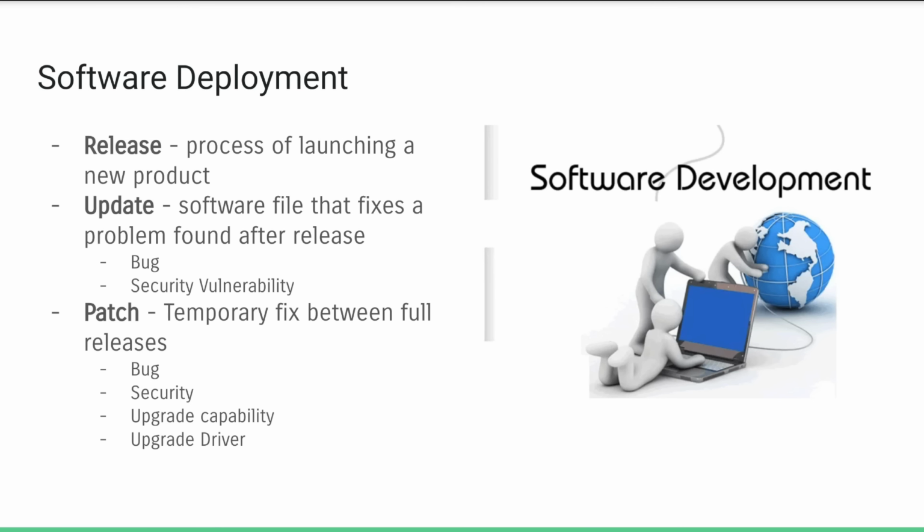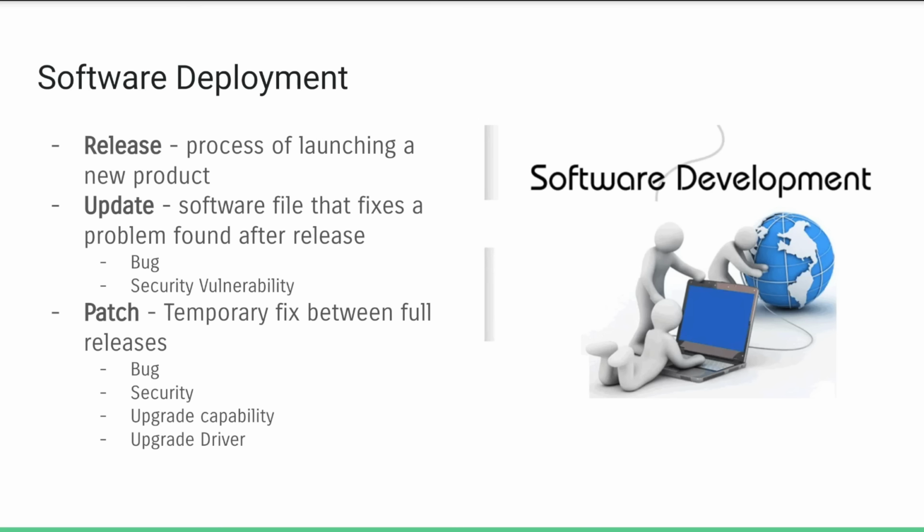That's a release. After we release it, maybe there is a problem that's been found by the users or by your own software development team. Once we find that problem, we can release an update, which is just a file that will fix that problem. You probably see updates all the time if you have a MacBook. Usually they're for fixing a bug or a security vulnerability to make the system more secure.